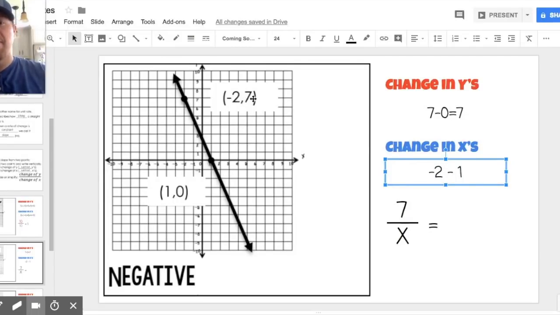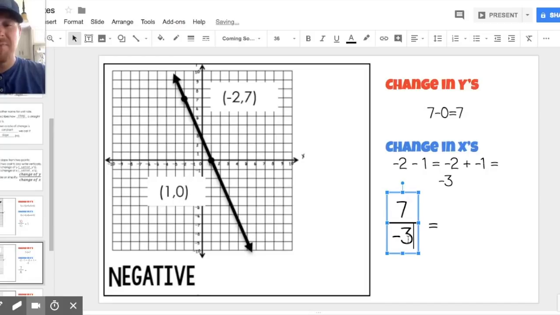Okay, because I picked 7 first up here, I got to do its x that's coordinated with it or associated with it. Now, of course, that's equal to the same thing as saying -2 plus -1, which equals -3. Okay, so our change in x is a negative number, which makes sense because we don't want both these to be negative. If we both got negatives here, it'd make our slope positive, and that's not what we're looking for. We said it's a negative slope.